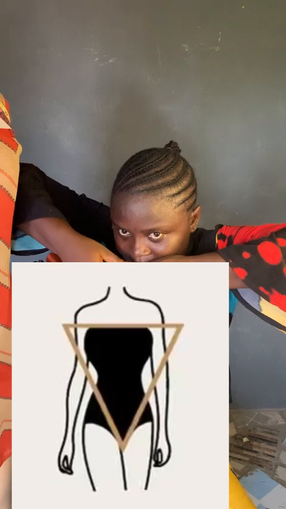So the last set of people we'll be checking out is the inverted triangle, the opposite of the triangle. This is how a triangle is. Can you see? But an inverted goes like this. So what does that one mean? It means that the upper part of the body is broader, while the lower part of the body is smaller. Do you get it now?